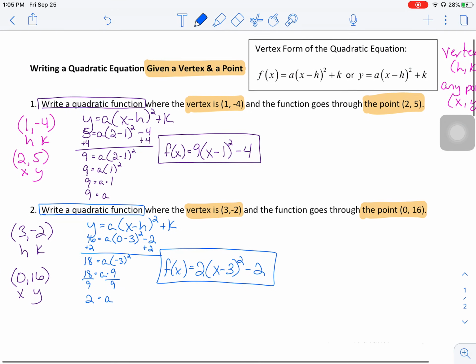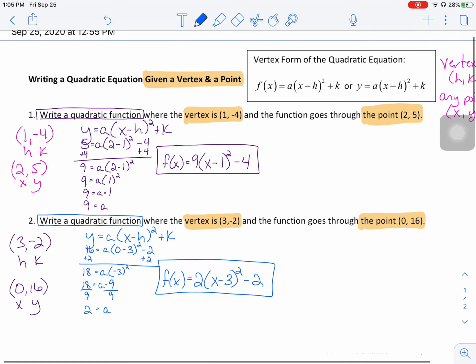I hope this has helped clarify some issues and concerns with using vertex form to write a quadratic equation when you have a vertex and a point.